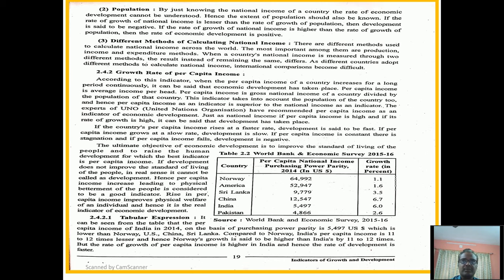Different methods of calculating national income: there are income method, expenditure method, production method, and there is no single parameter the same for every country. As different countries adopt different methods to calculate national income, international comparison is very difficult. So different methods are also one of the limitations of this point.